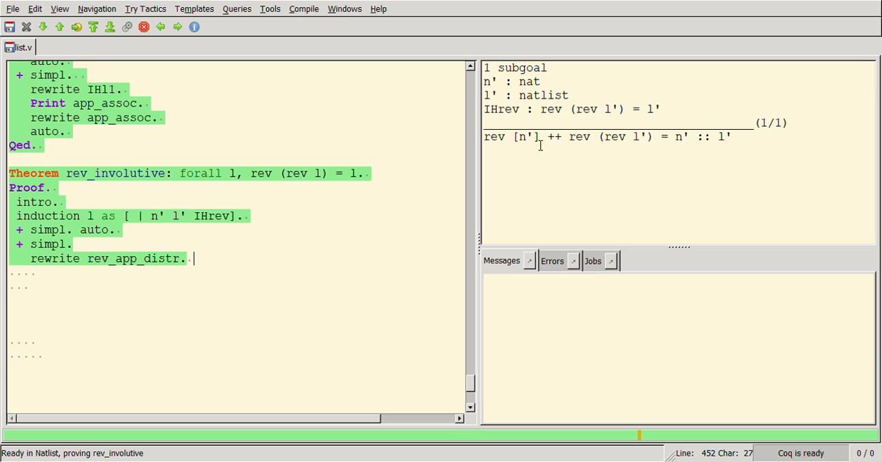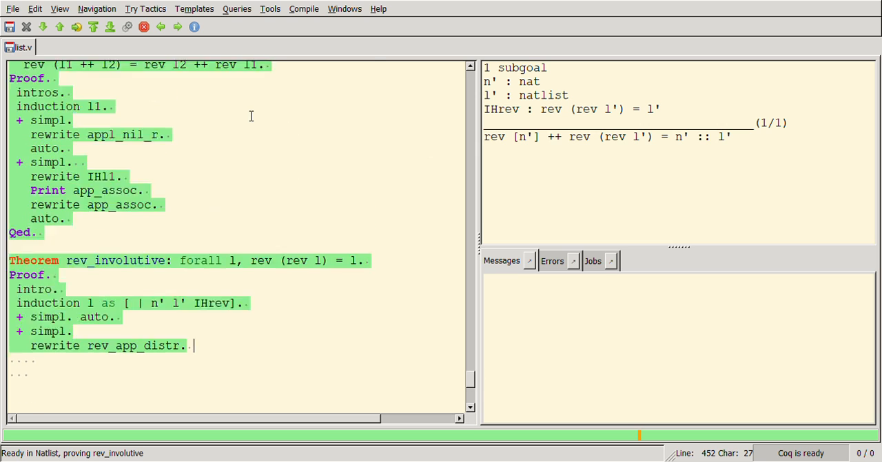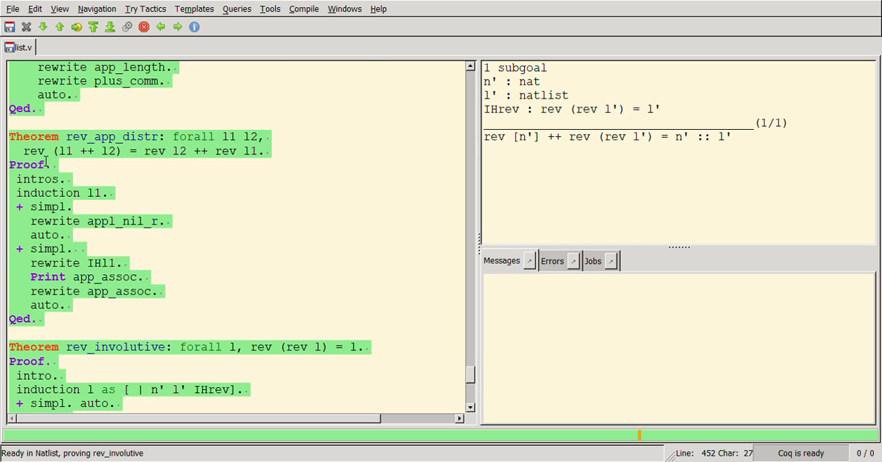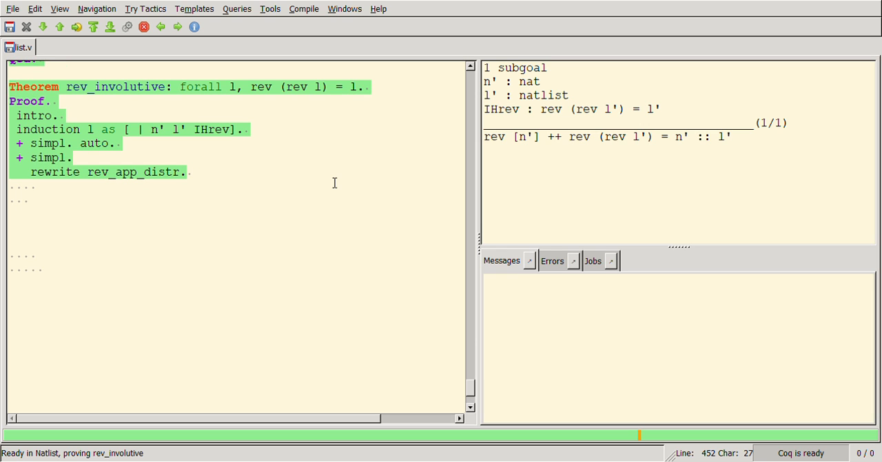So we get that, and the order is also changed, reverse of L2 and reverse of L1. That's why we get reverse of L1 on the right hand side of this plus operator. But we can now rewrite the inductive hypothesis at least, because we have reverse of L prime is equal to L prime, so we can get L prime here. So just rewrite the inductive hypothesis IHREV.